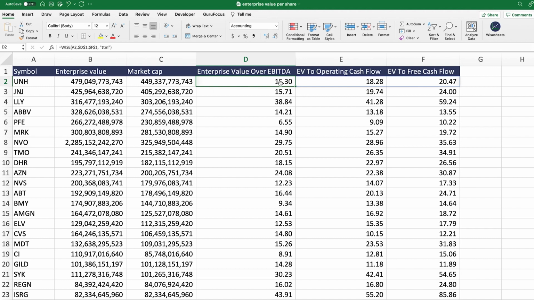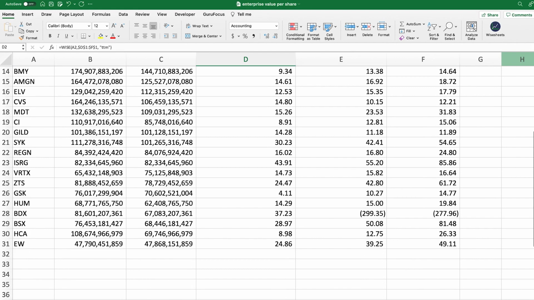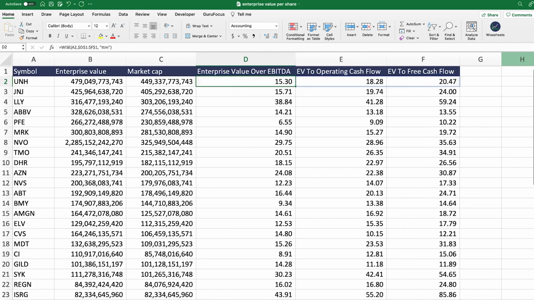What that allows you to do is look at all these different companies, and then ideally what you're looking for are those companies that have lower multiples, because that means that you're paying a lower enterprise value for that particular company. So that would mean that you're paying less money for that company. So for example, in this case, the enterprise value over EBITDA says 6.55. So that means that you're roughly paying 6.5 times the EBITDA, which is much better than paying 15 times.